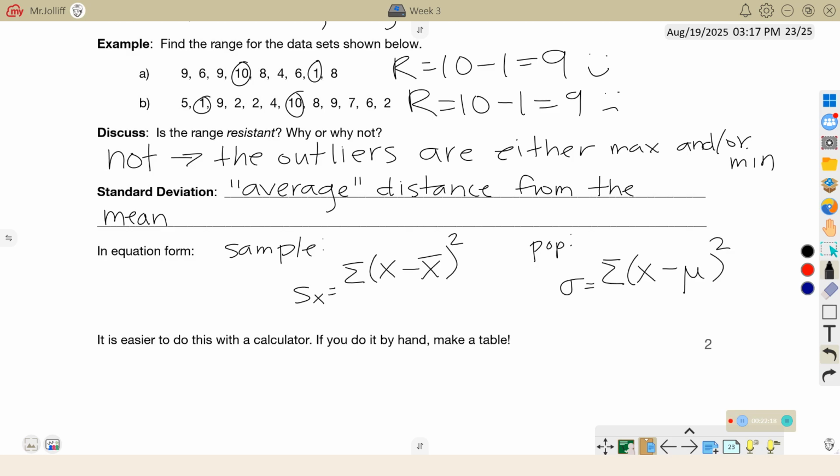Because I know a negative number times itself turns positive, I'm adding a whole bunch of positive numbers. At some point, I'm going to have to undo that square with a square root. But we'll worry about that later.